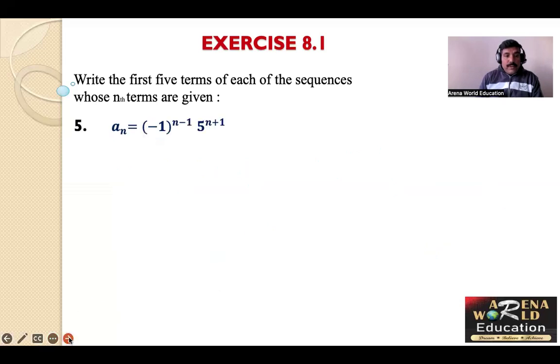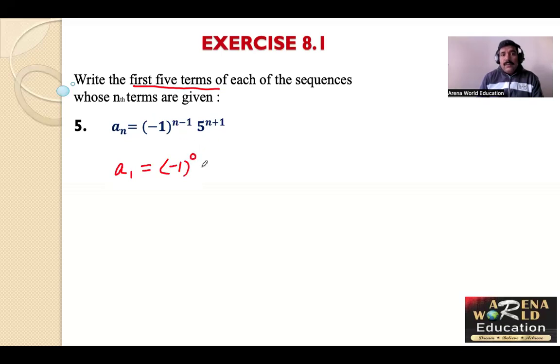So now moving to next question. So next question is again type 1. Here again we have to find first 5 terms. But this time, nth term is looking slightly complicated to few students. So let us solve this question together. So here it will be what? Minus 1 raised to power n minus 1.